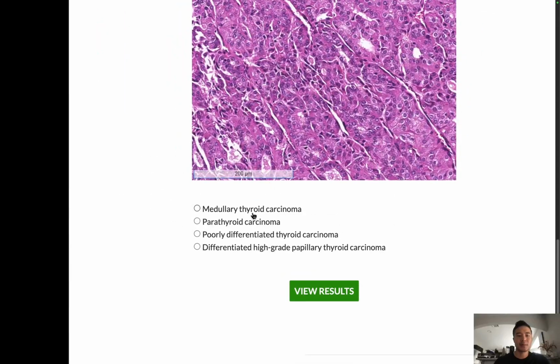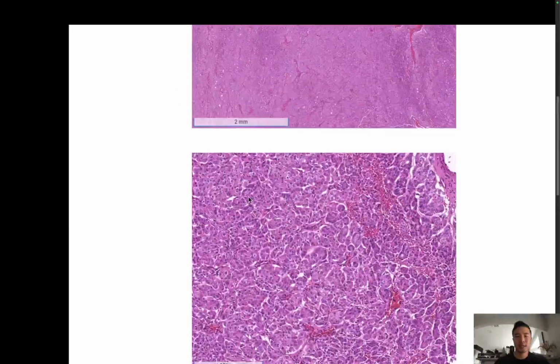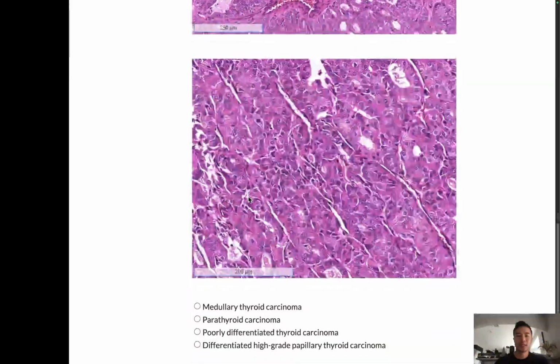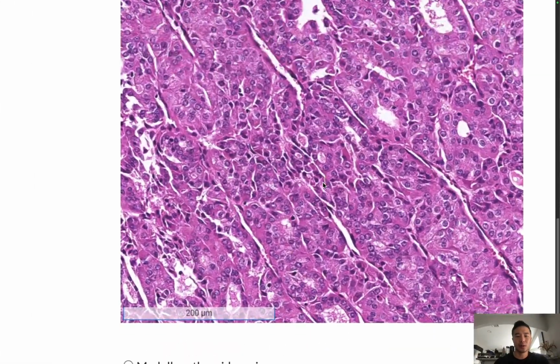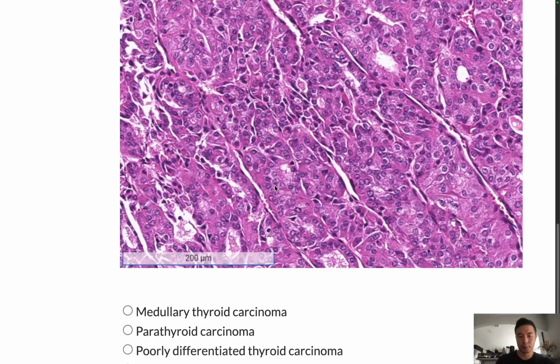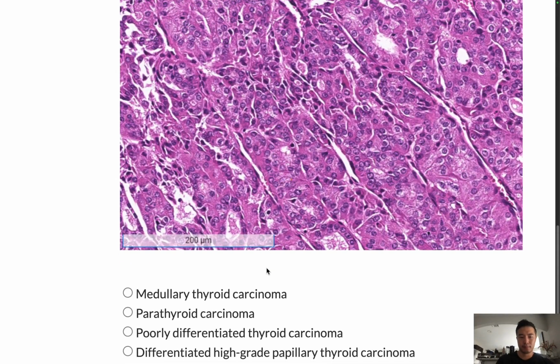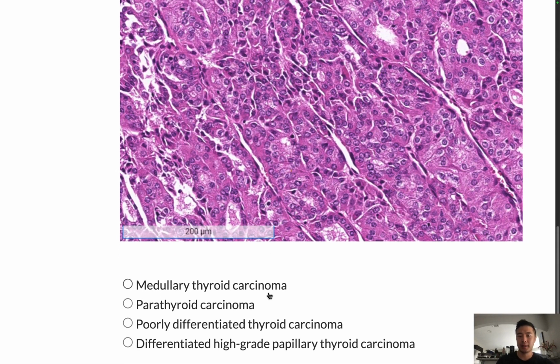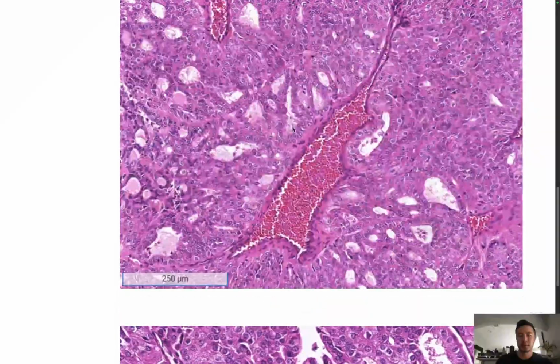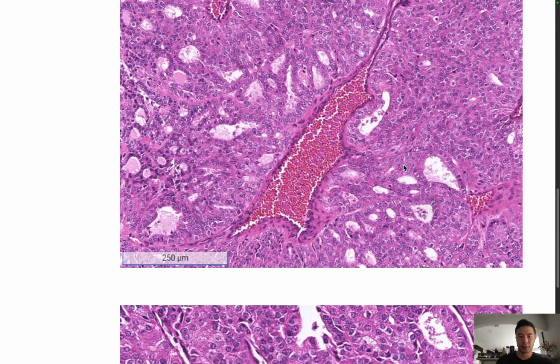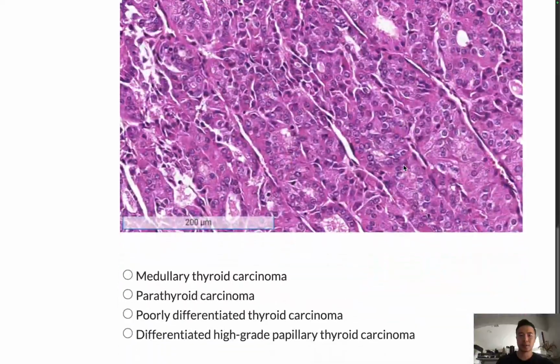But okay, so it's not medullary thyroid carcinoma. We don't see amyloid deposition. Although there are some cells with multiple nucleoli, the overall picture is not salt and pepper chromatin. Parathyroid carcinoma? This more resembles the follicular cells of the thyroid. There are no remnants of chief cells and oxyphil cells, nothing like that. So this is where I was getting at this difference.